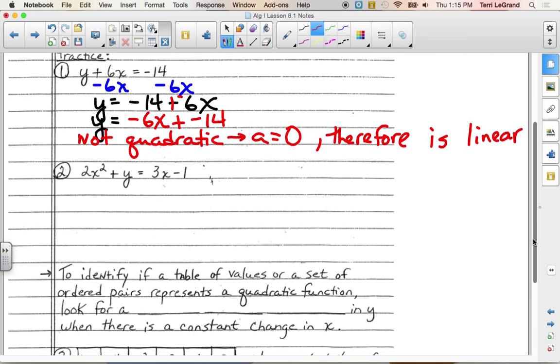Okay, you try number 2 now. Get y by itself, standard form on the right side. Identify A. If you can identify A, you might as well keep going and do B and C also. And then decide what's the deal.